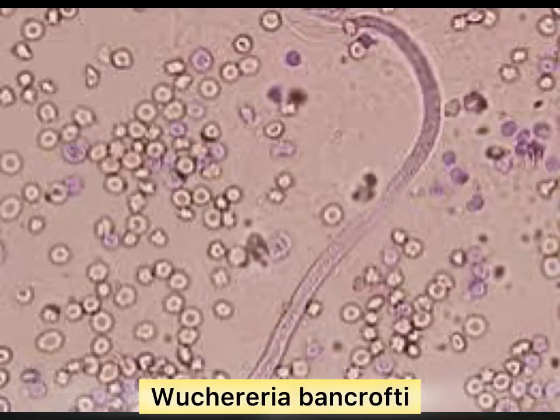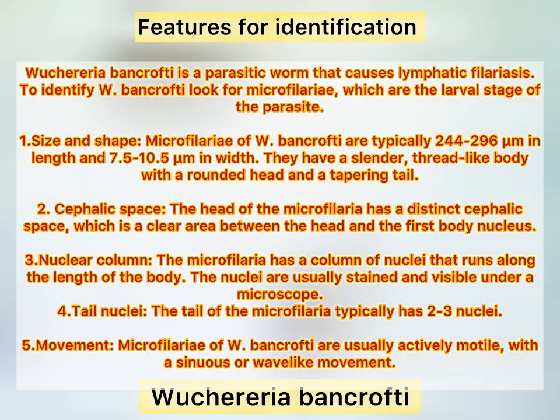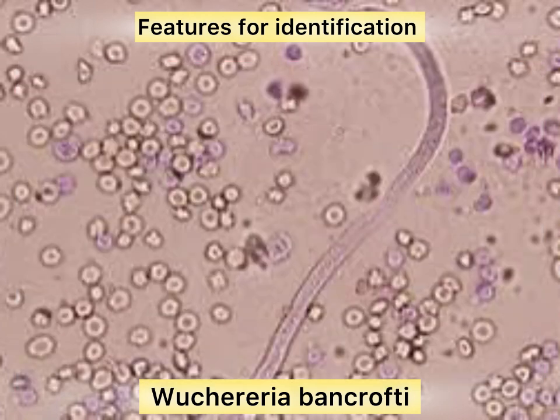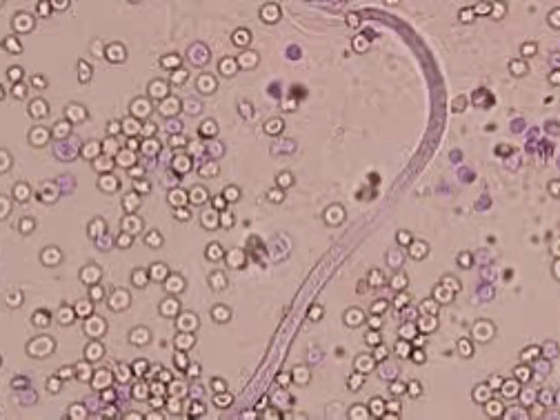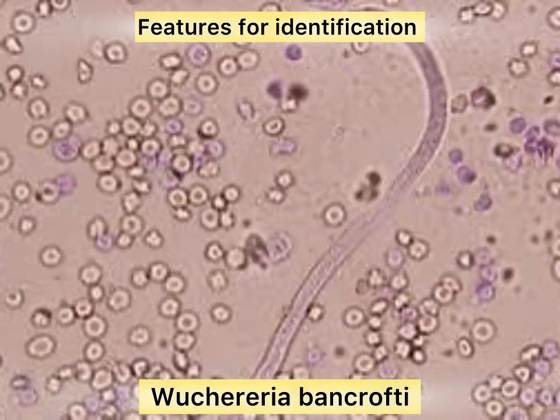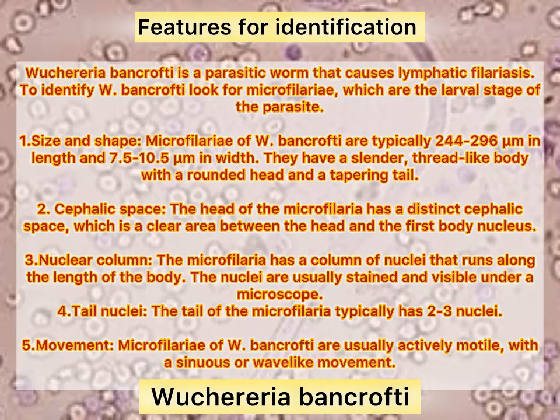1 is the Wuchereria bancrofti. Features for identification. Wuchereria bancrofti is a parasitic worm that causes lymphatic filariasis. It is the microfilaria of the parasite that is found in the urine. To be able to identify the parasite, look for the size and shape. Microfilariae of Wuchereria bancrofti are typically 244 to 296 micrometers in length and 7.5 to 10.5 micrometers in width. They have a slender thread-like body with a rounded head and tapering tail.